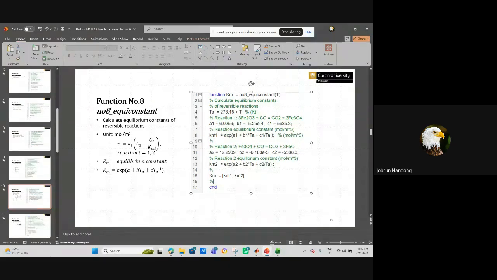Then for this again, from the article, I can't remember from which article that is, because this is from my student previously working in this area. So A1 is a 6 point something. Based on that, you substitute inside the equation and you get the Km1. After that, we just vectorize it so that we get Km1 and Km2. And within this, Km is a vector, consists of two values, Km1 and Km2.